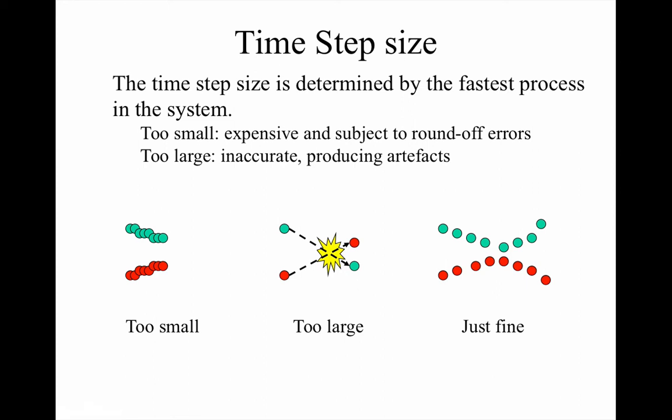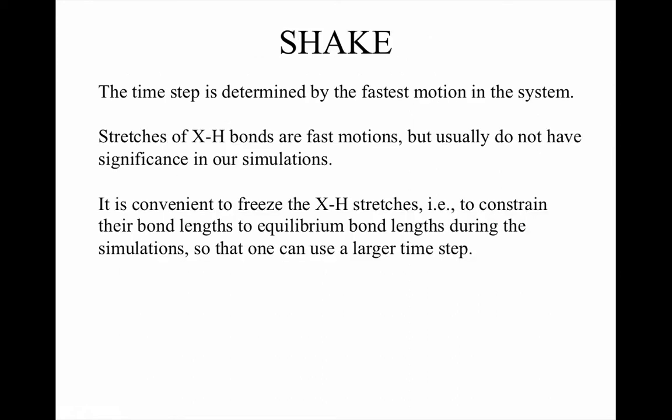So it's really all about choosing a time step which is not too small, but which is not too large either. As I said before, the time step is generally determined by the fastest motion in the system, and usually the stretches of the XH bonds represent very fast motions, for example the CH bonds. But usually we do not have any significance of those in our simulation. So for example, if we are to study protein folding, then we really don't care about the detailed motion of the CH stretches.